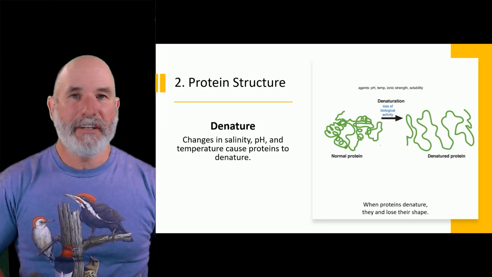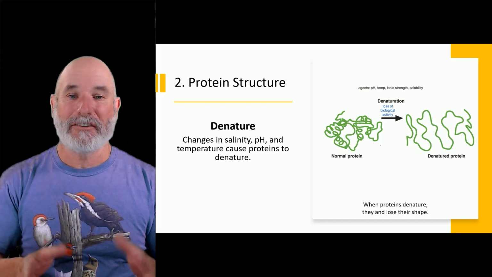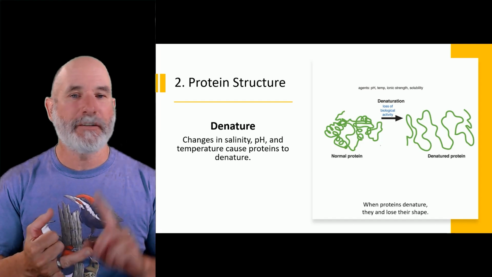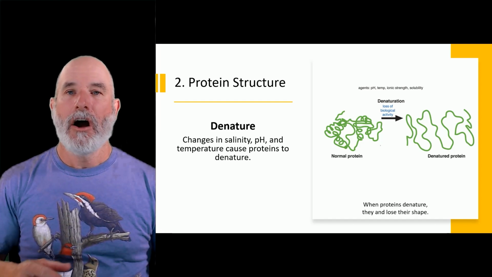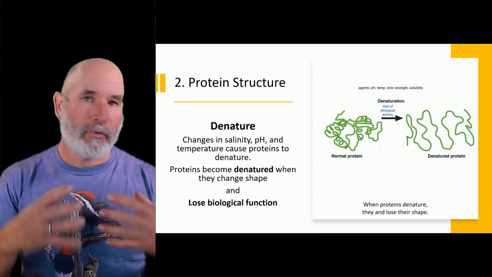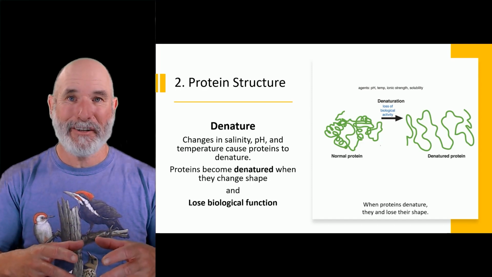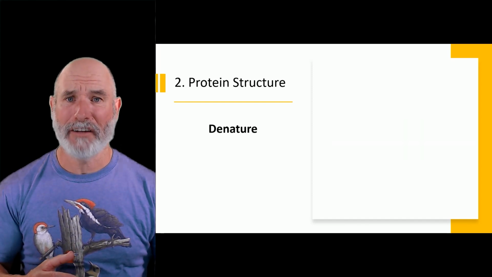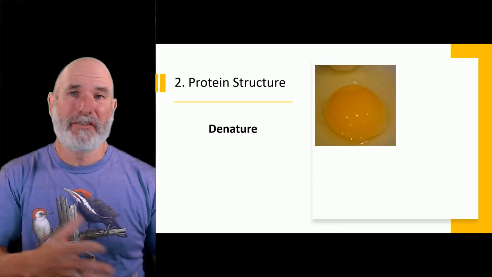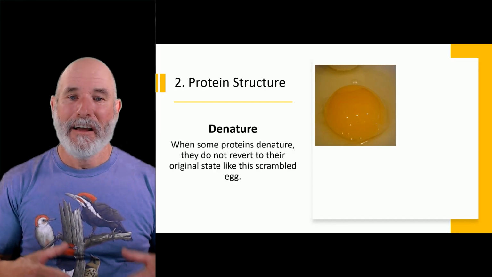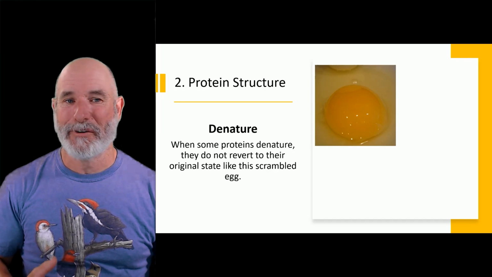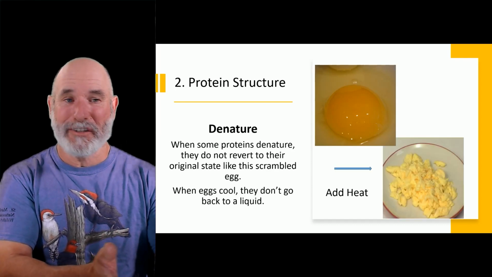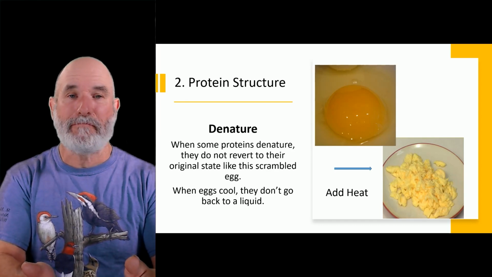Now, when you take a protein and you get it out of that optimal range, what can happen is they can denature. So changes in salinity, changes in pH, changes in temperature cause proteins to denature. And when a protein denatures, they basically fall apart, right? They unfold. When they unfold, they lose their biological function. And you've seen this a lot. If you've ever cooked an egg, you start adding some heat to an egg, and it scrambles, there it is. But when it cools off, it doesn't revert back to the liquid stage.